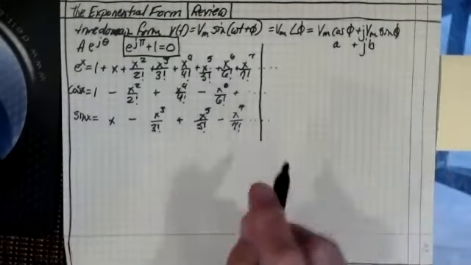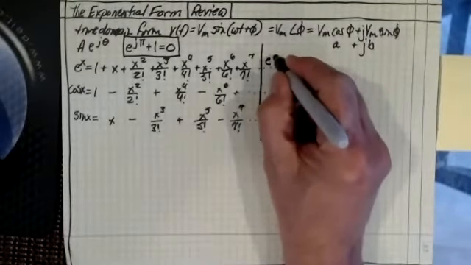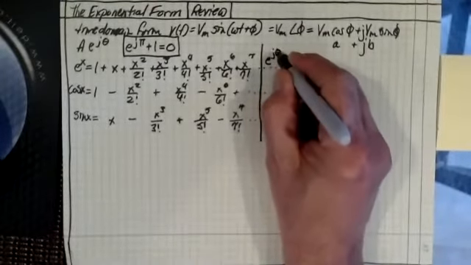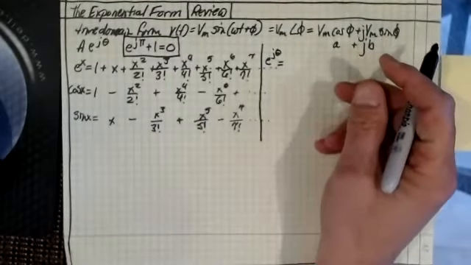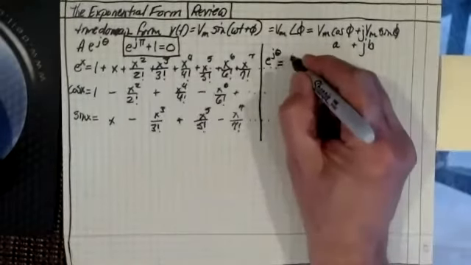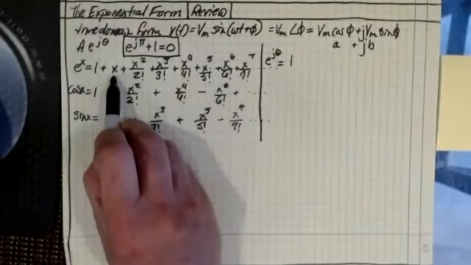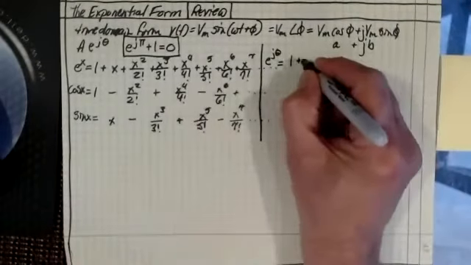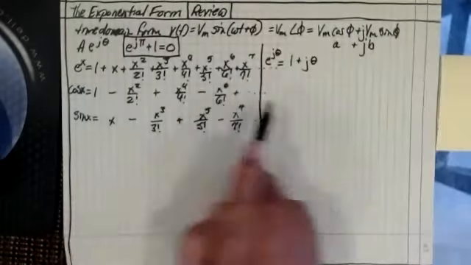And I want to look at the expansion for e to the j theta. Let's go over here. So we start off with 1, don't we? And then the second thing is plus j theta. Does everyone see that?